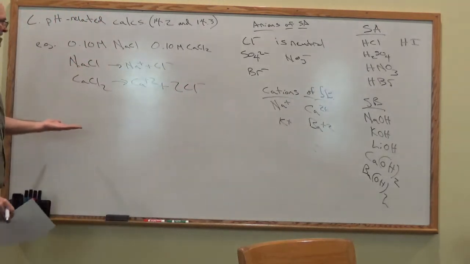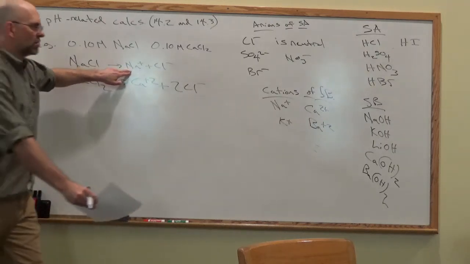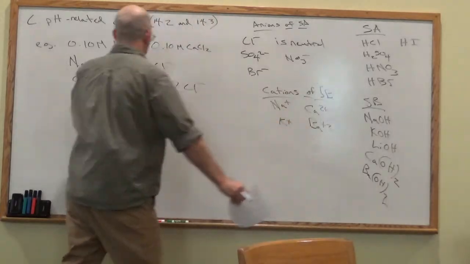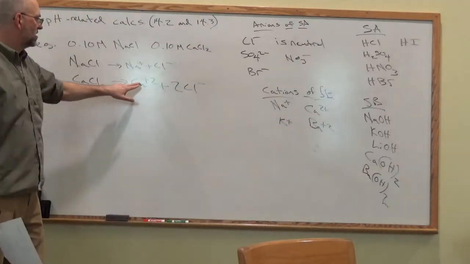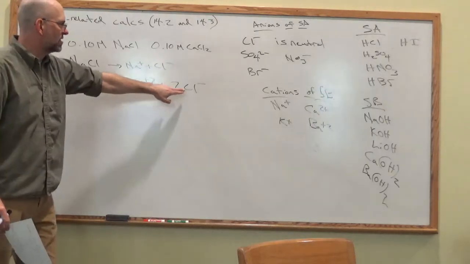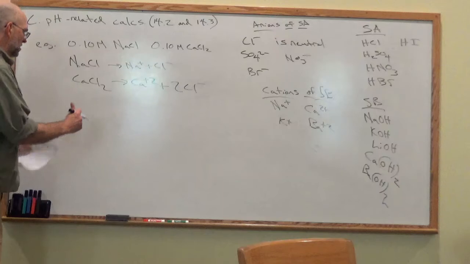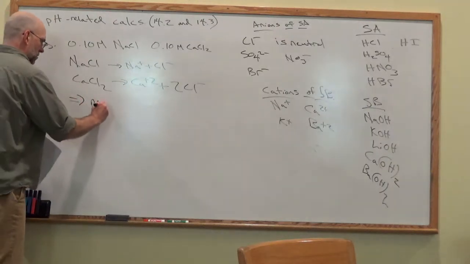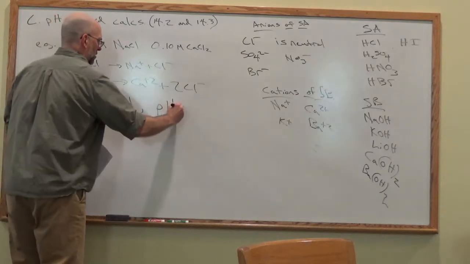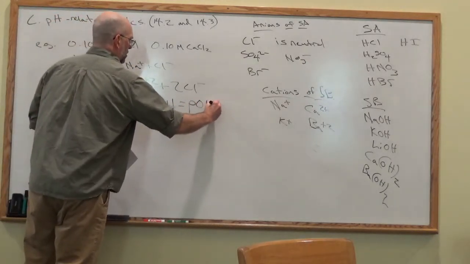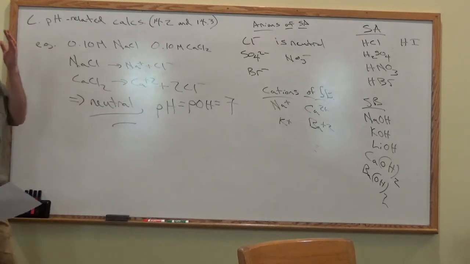Do these ions have any acid-base properties? This is a cation of a strong base. This is an anion of a strong acid. This is a cation of a strong base. These by themselves would not have any acid-base properties.